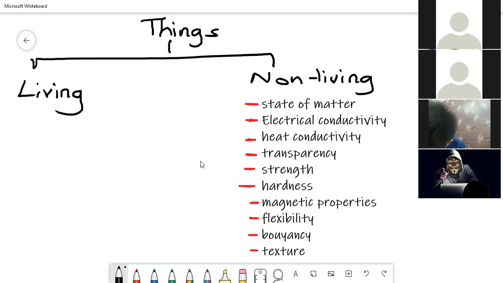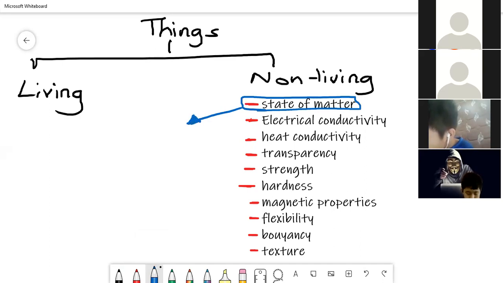Of the matter. State of the matter, electrical conductivity, heat conductivity, transparency, strength, hardness, magnetic properties, flexibility, buoyancy, and texture. Okay, number one, state of the matter. So we already know what is state of the matter, right? Everybody knows what is state of the matter.